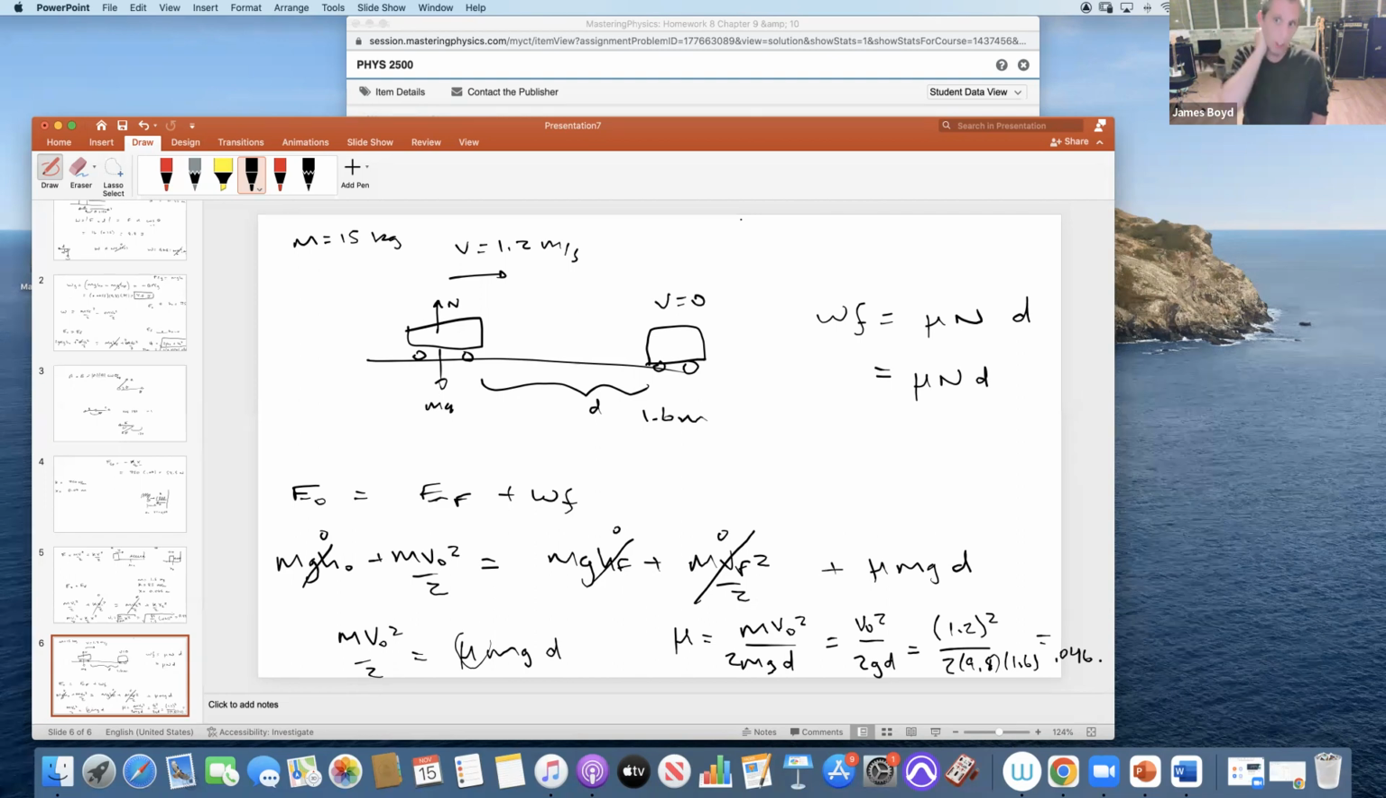So make sure you know how to do this one. Make sure this one makes sense to you, both mathematically and conceptually. The initial kinetic energy was all lost to friction. So the initial kinetic energy has to equal the energy lost to friction. Otherwise, it would still be rolling. Okay. Let me make sure I did that right.